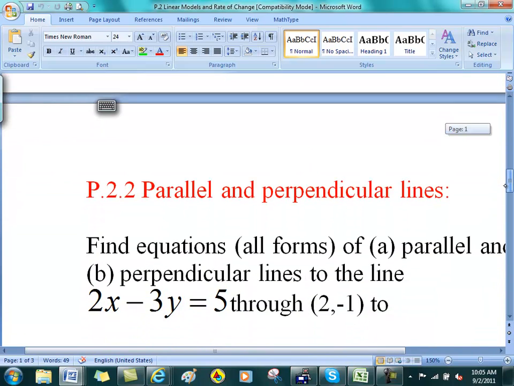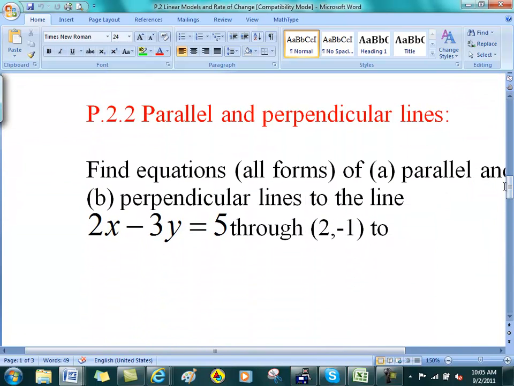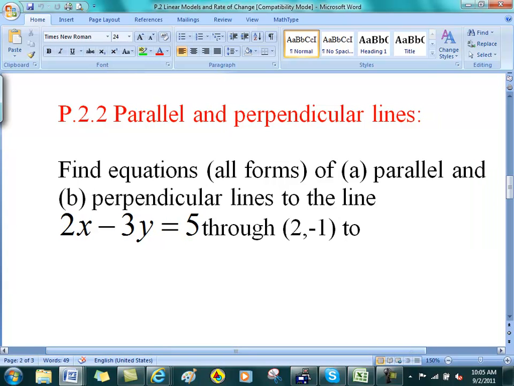The next concept is about parallel and perpendicular lines, and again, this is a review. So let's take a look at this example. It tells you find equations of all forms, in other words, all 4 forms, for lines that are parallel and perpendicular to this line going through this point. Okay? So let's do part A first, okay? Let's do parallel first.